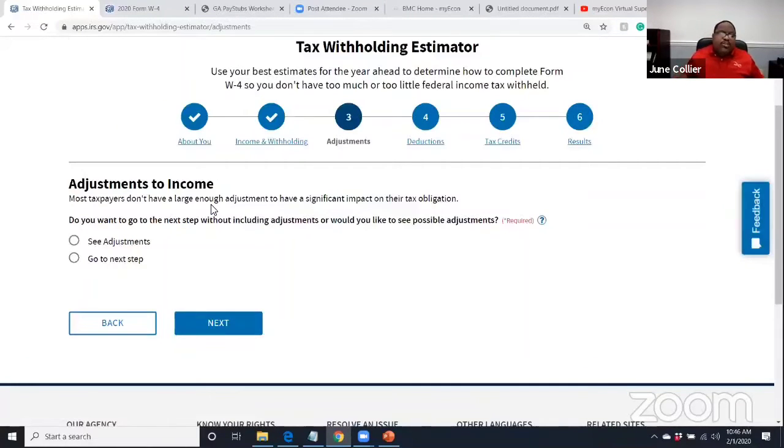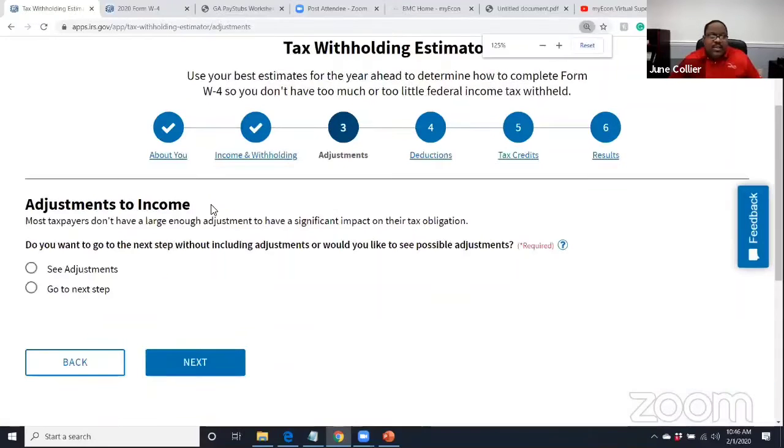All right, so now we're going to jump into adjustments to income, and we're going to see what these adjustments to income is all about. It says most taxpayers don't have a large enough adjustment to have a significant impact on their tax obligation. Do you want to go to the next step without including adjustments to income, or would you like to see possible adjustments? Well, of course, we want to see what's possible. So we're going to click on See Adjustments.